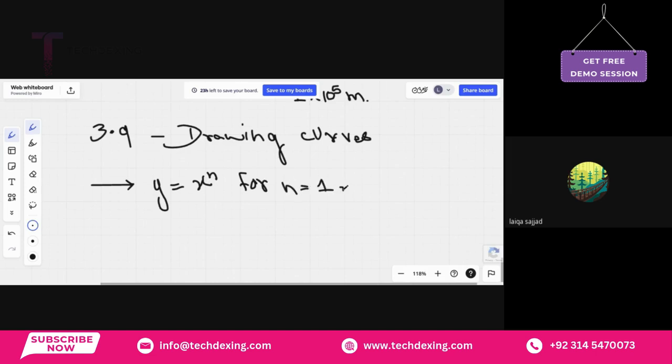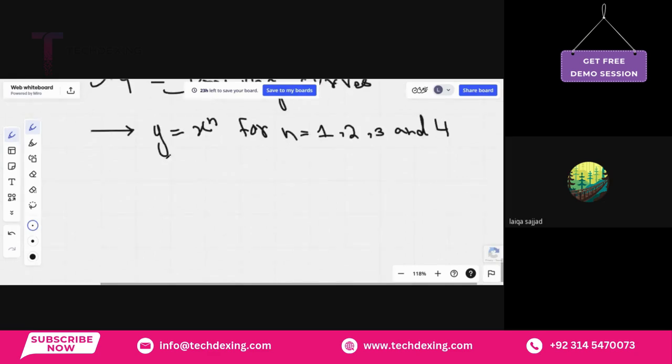We will start with n having the value 1, 2, 3, and 4. So what type of graph will we get if we have the value of n as 1? When n is equal to 1, the equation that we will get would be y equals x power 1.